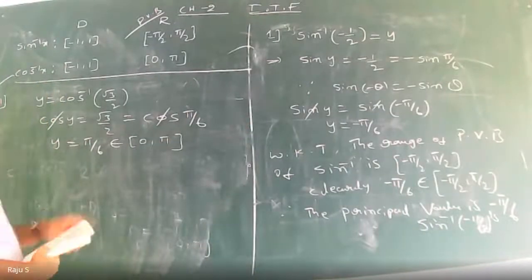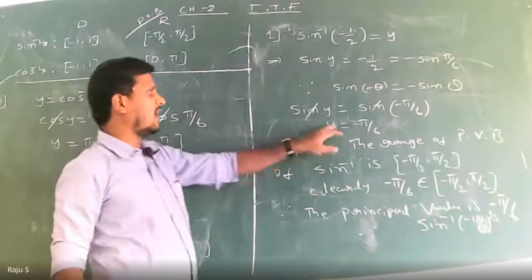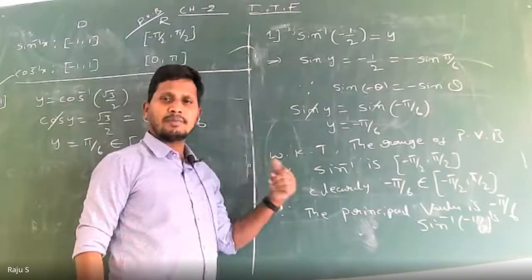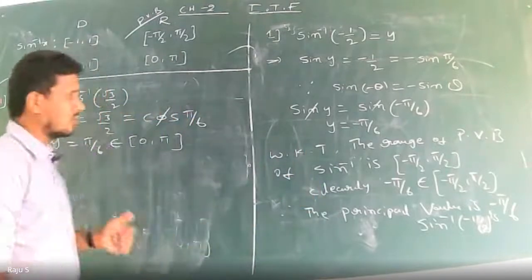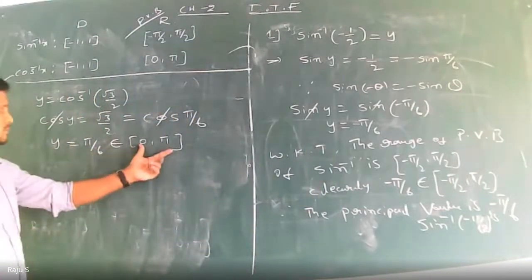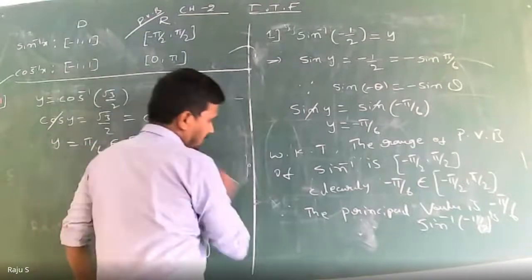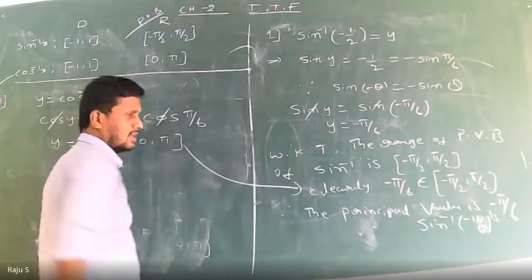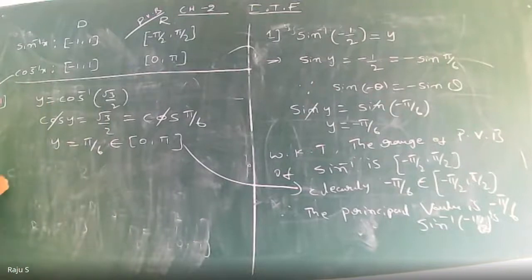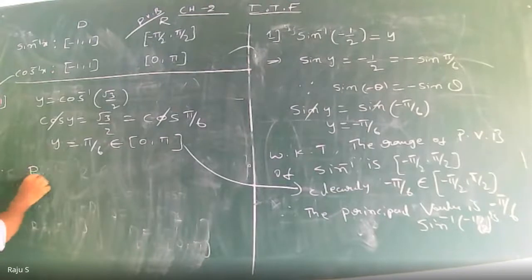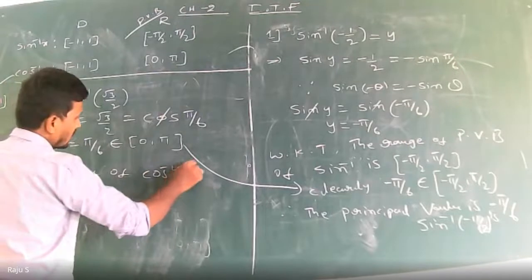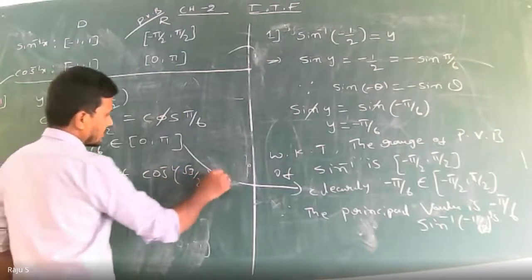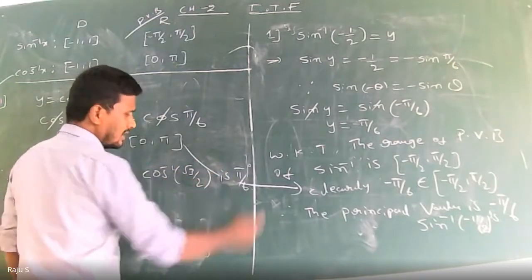So you should not write directly here. You should write one step here. After getting the y value, we know that the principal value branch of cos inverse is the closed interval 0 to pi. So clearly y equal to pi by 6 belongs to it. You should write this line in NCERT alone. Therefore, the principal value of cos inverse root 3 by 2 is pi by 6. That's it.